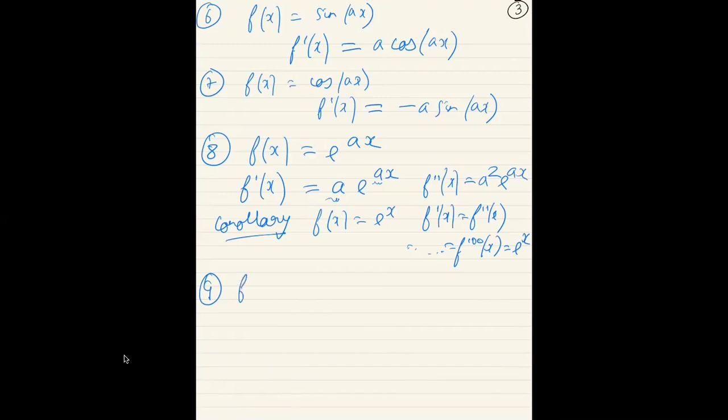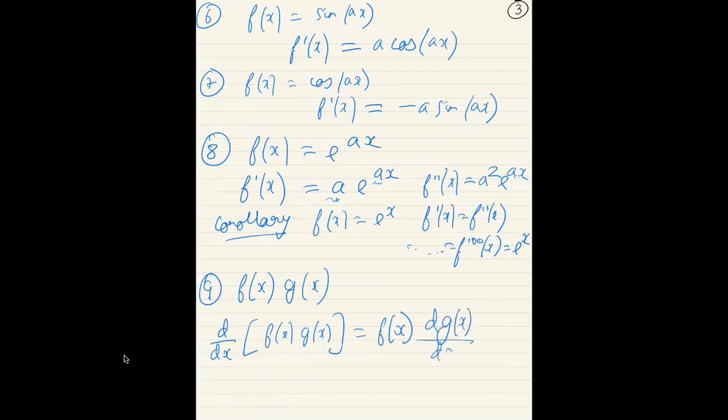The next one is the derivative of the product of two functions. This is very useful and very interesting, and it looks like d by dx of f of x multiplied by g of x is, you hold the first function constant and differentiate the second one with respect to x. Then you hold the second function constant and differentiate the first function with respect to x. So this rule is very important. It's called the product rule of derivatives.